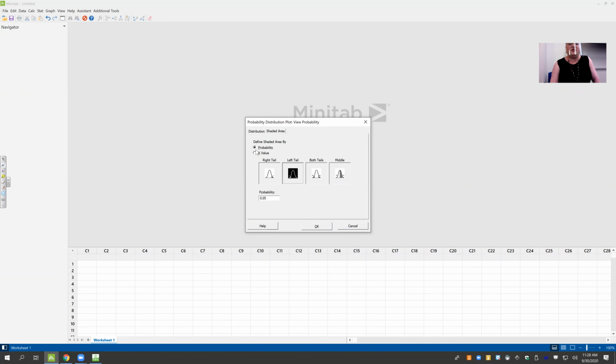Oh, I'm sorry, I told you wrong. We need to tell it the X value because we're looking for the probability. You have to define the shaded area by the X value because you're looking for the probability. We don't know the probability, but it's still left tail. And our point of interest was, is it less than 20? So 20 is my point of interest.